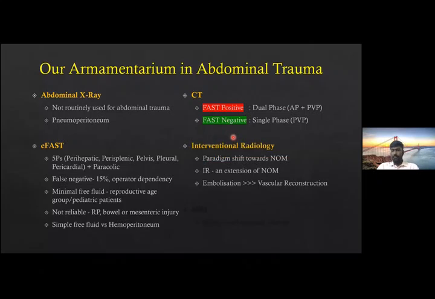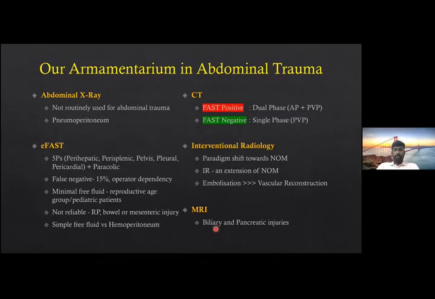When it comes to interventional radiology, there has been a paradigm shift towards non-operative management of abdominal trauma patients, especially solid organ trauma. And IR is considered as an extension of non-operative management. Most commonly, interventional radiology in trauma is for the purpose of embolization, but there are a few cases where vascular reconstruction with covered stents is also done. MRI has very minimal role in acute abdominal trauma. It is primarily used to evaluate biliary and pancreatic injuries.